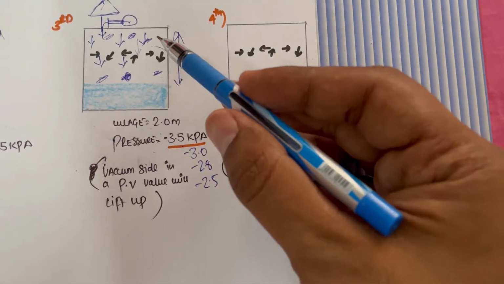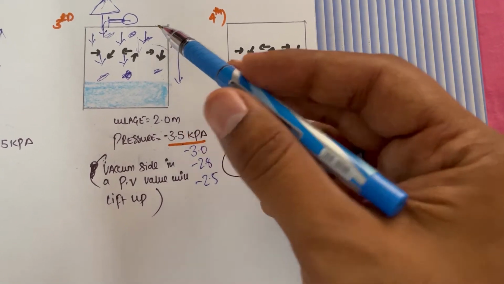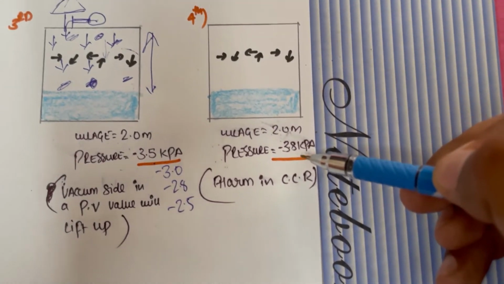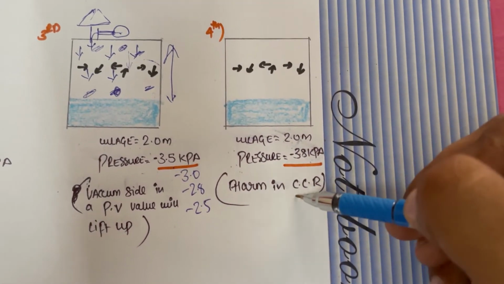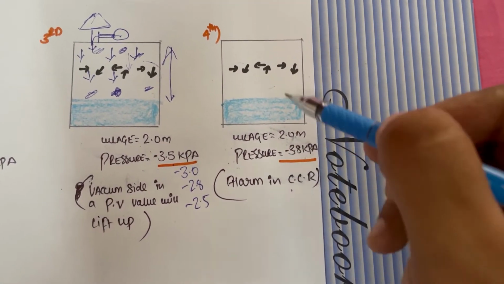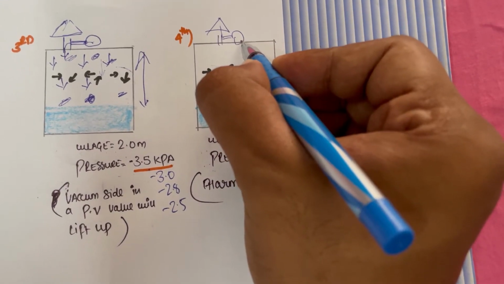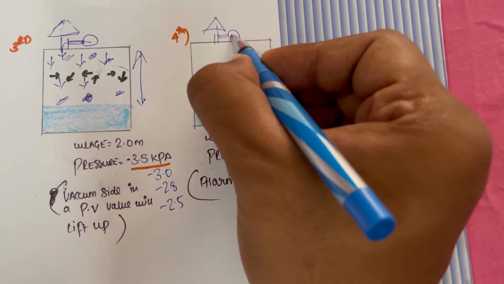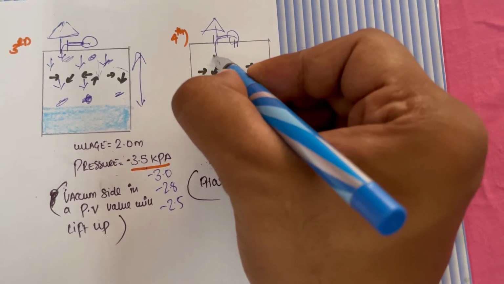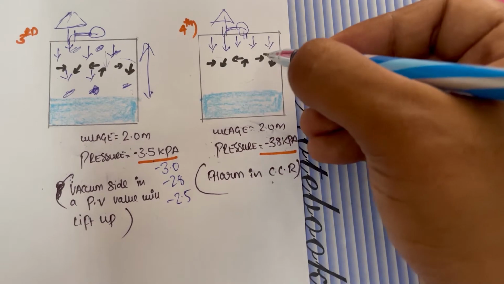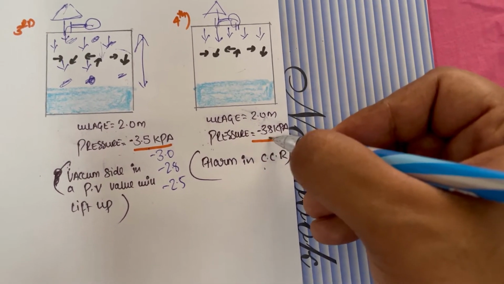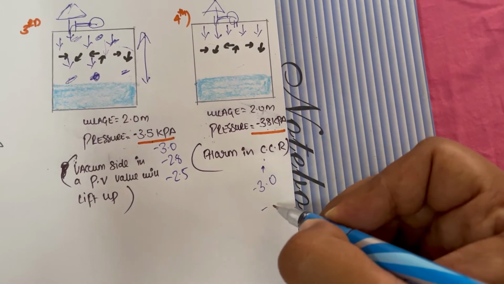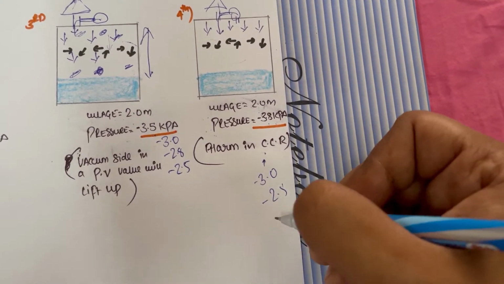But if for some reason my vacuum side does not lift up and the pressure continues to go down into more vacuum, if it reaches minus 3.8, we will have an alarm in CCR. And if you have an alarm in CCR, then either we have to slow down the discharging, which means we have to slow down our cargo pumps, or we have to send someone to lift the PV valves manually to allow the air to come inside. Once the air flows inside this cargo tank, this pressure will start rising and come to minus 3.0 and minus 2.5 and something like this.